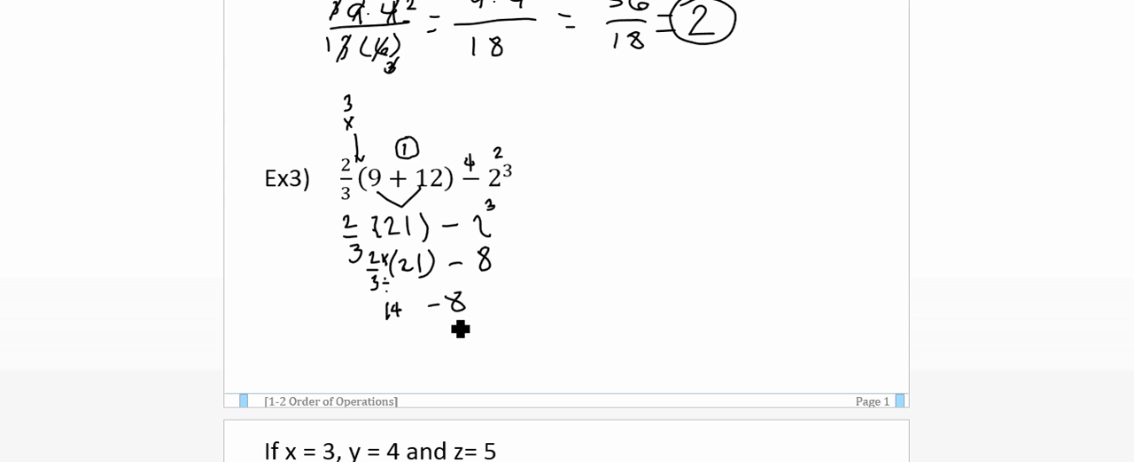Minus 8. Bring those together. 14 minus 8 is 6. And there you have it. The answer is 6. What's the key here? Make sure you know what to do with fractions. All right, next problem.